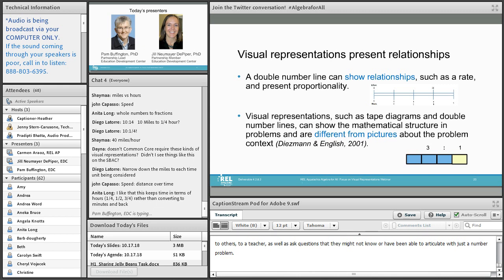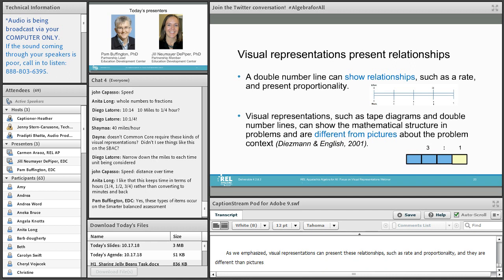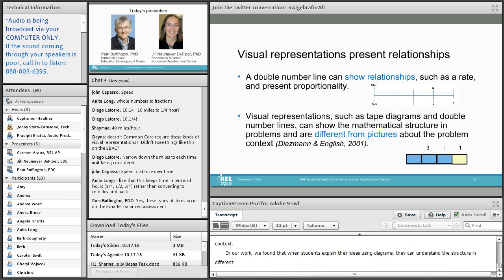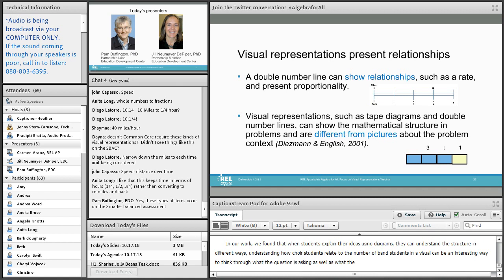As we just emphasized, visual representations can present these relationships, such as rate and proportionality. And they're different than pictures in this way, because they show the mathematical structure in the problem and about the problem context. In our work, we found that when students explain their ideas using diagrams, they can understand the structure in different ways. Understanding how choir students relate to the number of band students in a visual can be an interesting way to think through what the question is asking, as well as what the context represents.